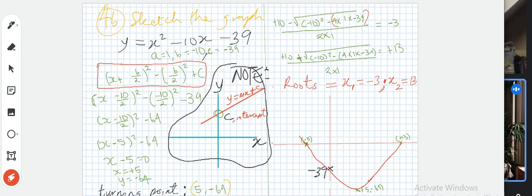So b over 2 is minus 10 over 2, which gives us minus 5. And minus 5 squared is 25. So we now have minus 25 minus 39. That gives us minus 64. So this is now what we have: (x minus 5) squared minus 64.